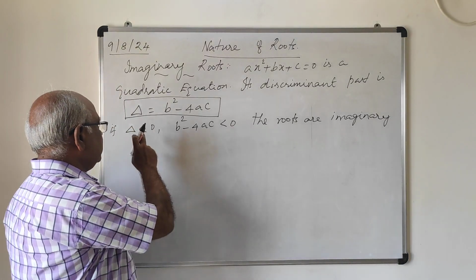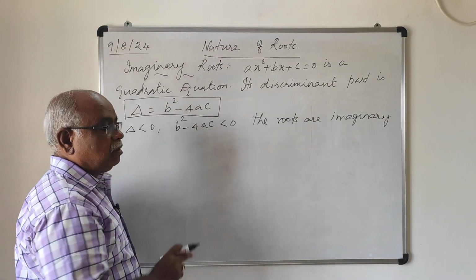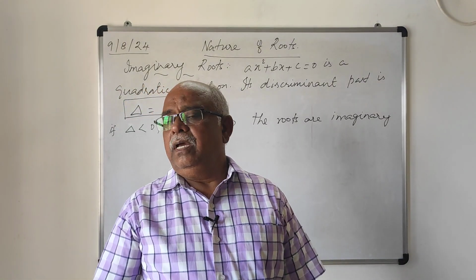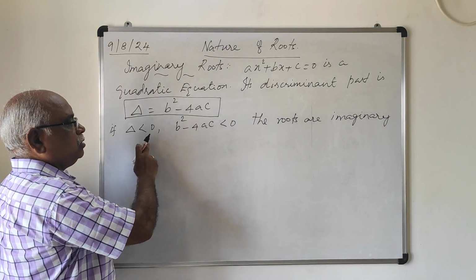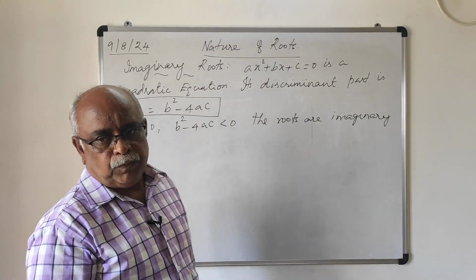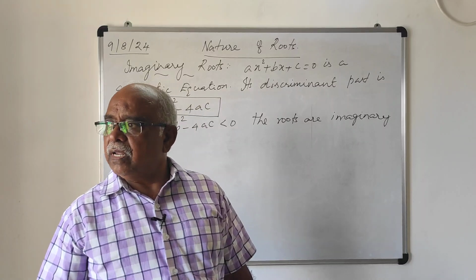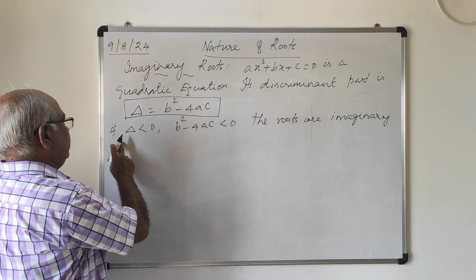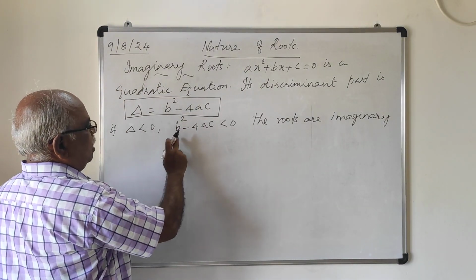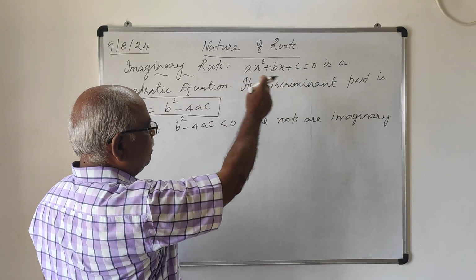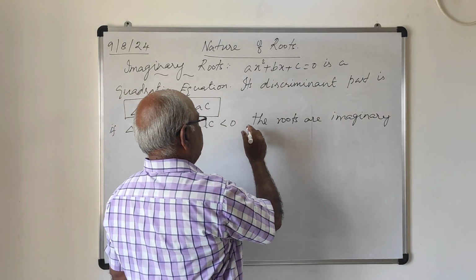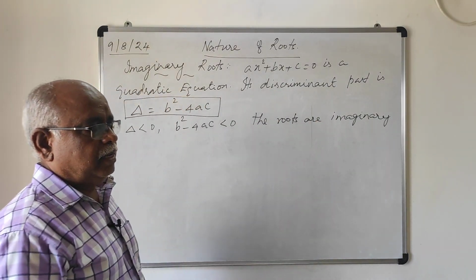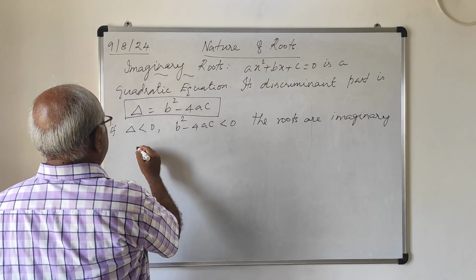If delta is greater than 0, the roots are real and distinct. If delta is equal to 0, the roots are real and equal. And in these two cases, the roots are real. But in the third case, if delta is less than 0, negative, the discriminant b square minus 4ac is also negative. In this case, the roots are imaginary.